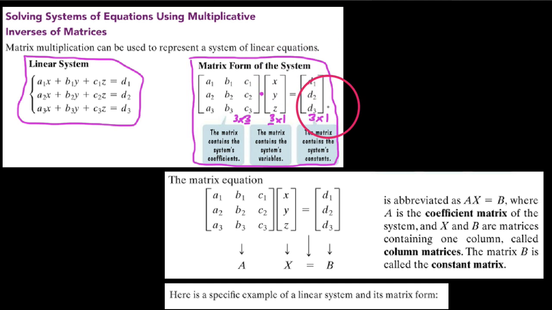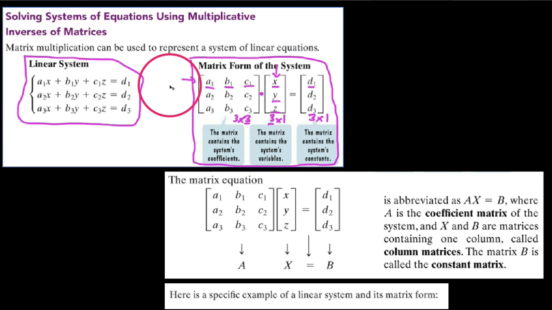And so if we were to actually multiply this out, what I want everybody to see is that to find, say, the first row, first column entry of this matrix here, we would have to multiply the first row times the first column of this. And what we get is A1 times X plus B1 times Y plus C1 times Z, and that would have to be equal to D1. Well, that's exactly what this equation says over here: A1X plus B1Y plus C1Z equals D1.